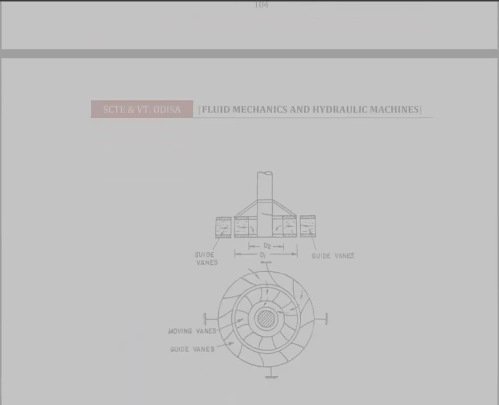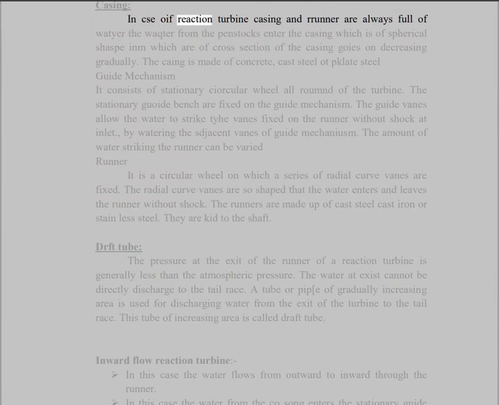104. Casing. In case of reaction turbine, casing and runner are always full of water. The water from the penstocks enters the casing, which is of spiral shape, in which the area of cross-section of the casing goes on decreasing gradually. The casing is made of concrete, cast steel or plate steel.